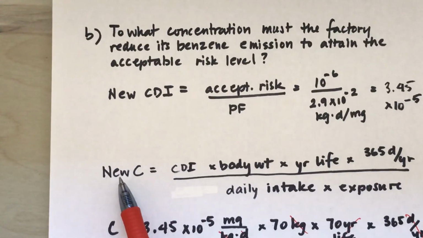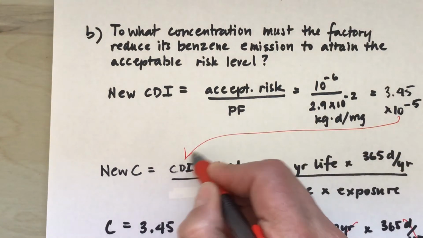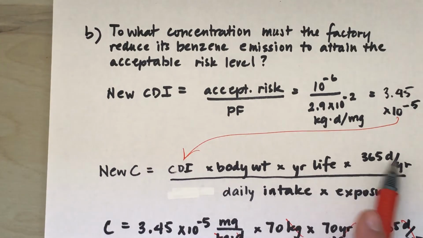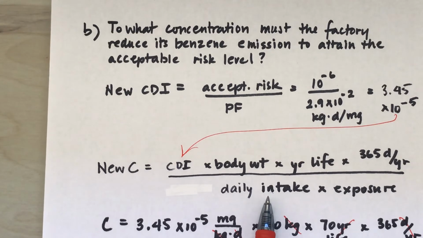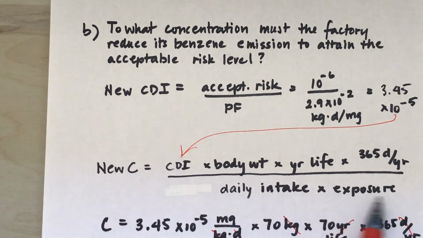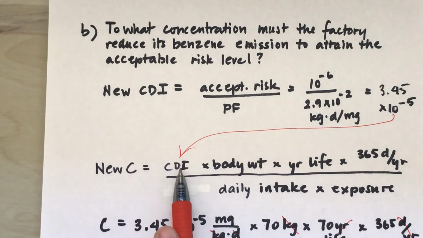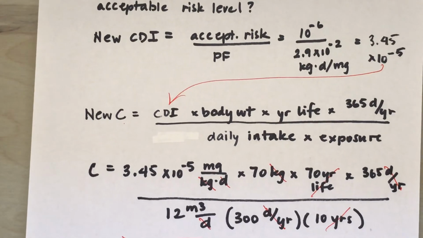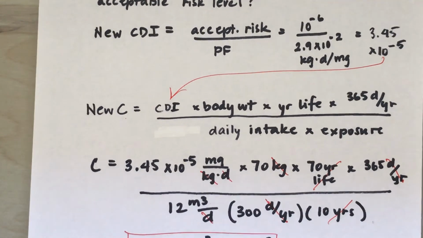Our new concentration then is our new CDI, this one right here, times the body weight of 70 kilograms, 70 years of life, and 365 days of year, divided by the daily intake, 12 meters cubed per day, and exposure of 300 days a year, 10 years from our word problem. Okay, everything's still the same in this scenario. We're just now trying to work backwards to get what the new concentration has to be. Okay, we fill those in. Make sure our units all cancel out. We've got to end up in milligrams per cubic meter. All right. And that's what we have here.